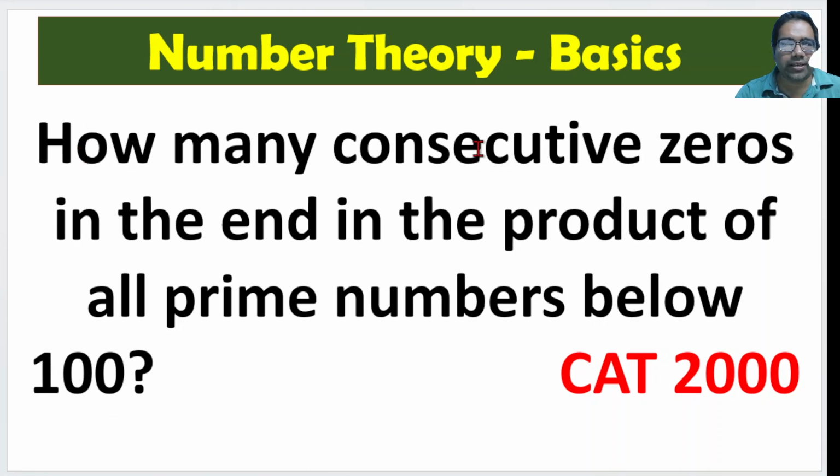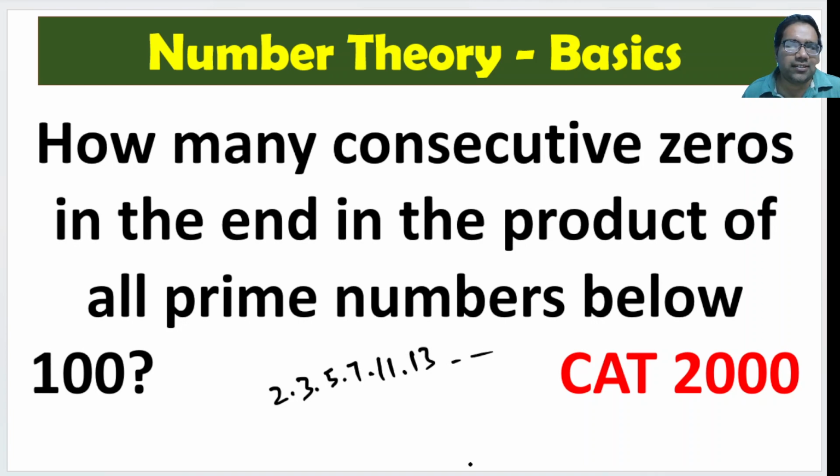Let's look at those. How many consecutive zeros are there in the product of all prime numbers below 100? So all prime numbers below 100, the product of that, and how many zeros are there at the end of that product. For example, 2 into 3 into 5 into 7 into 11 into 13 into whatever. That is the product we are looking at: 2, 3, 5, 7, 11, 13, etc.